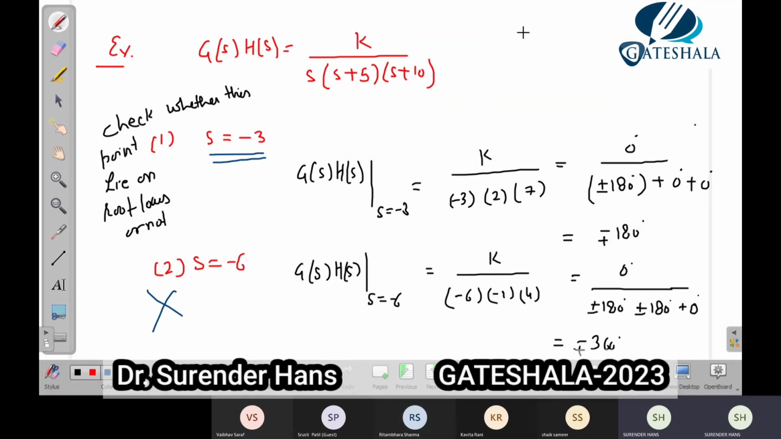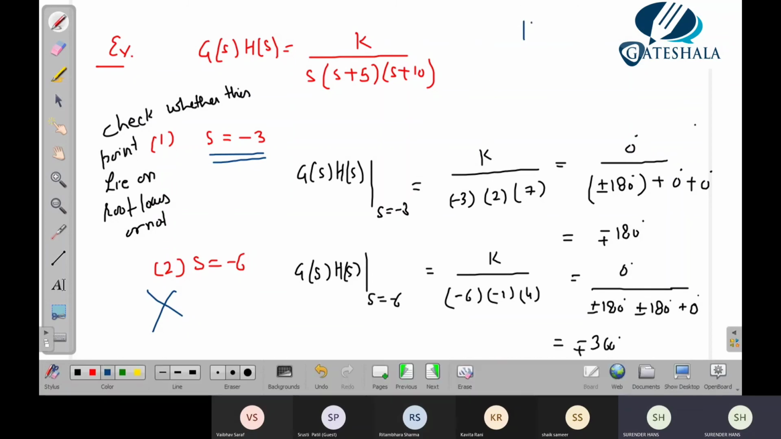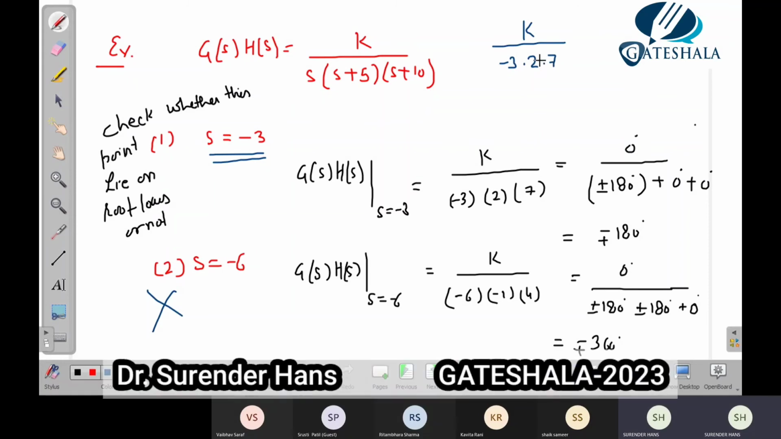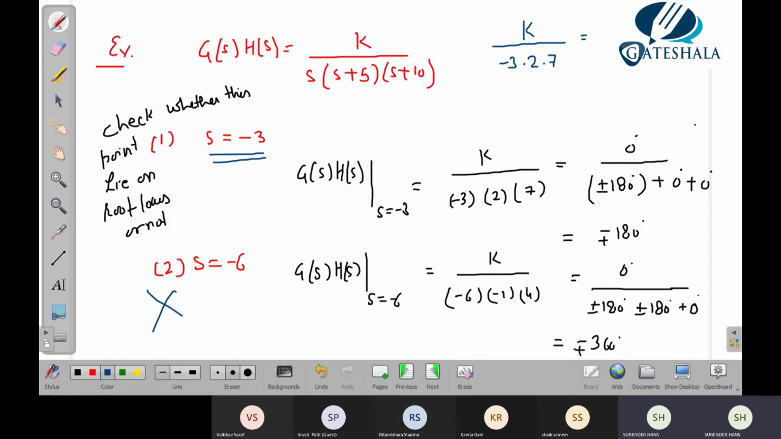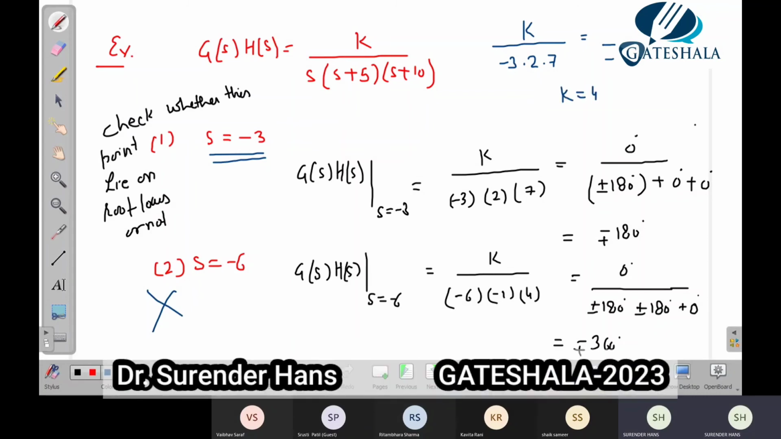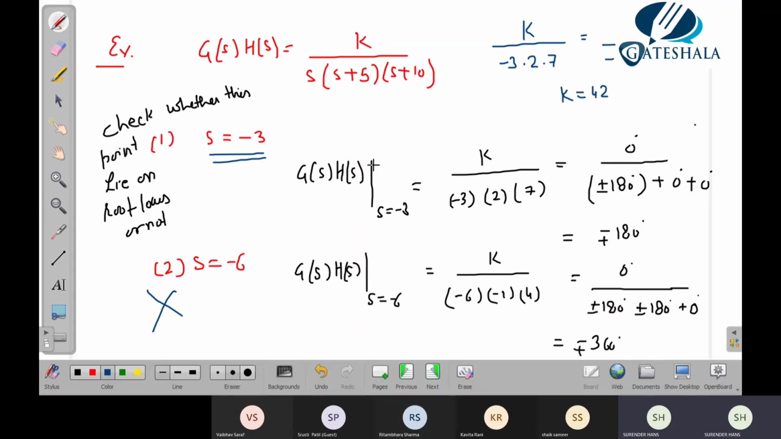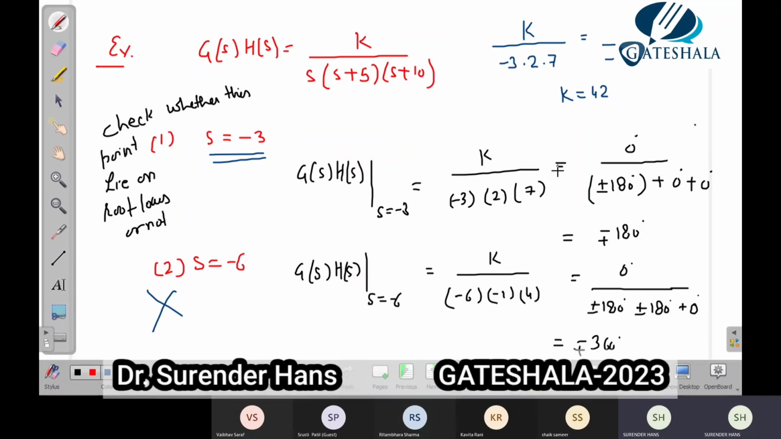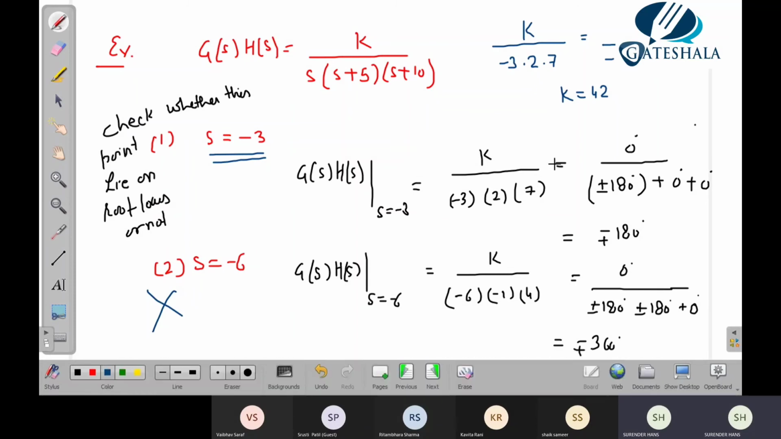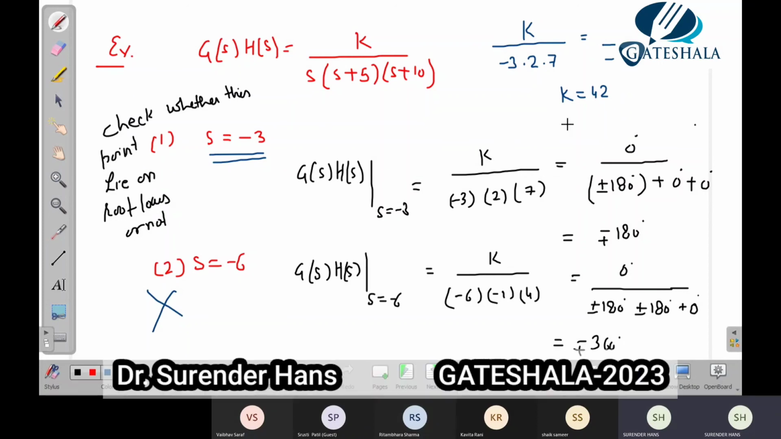Okay, let me explain. So now this is K divided by minus 3 into minus 2 into minus 7. So K divided by minus 42. So the K value should be 42. Then only this magnitude criteria will be satisfied. Clear? Yes, sir.